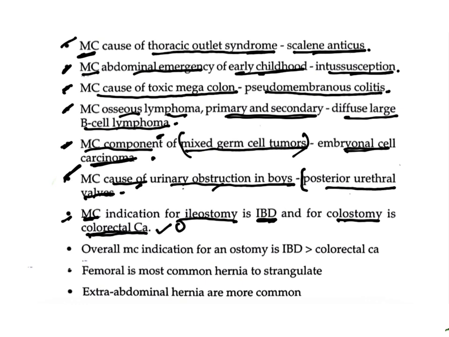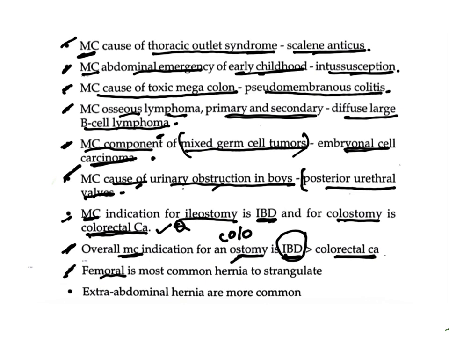This is very important. Now, overall, the most common indication for an ostomy is inflammatory bowel disease, which is a more common indication than colorectal carcinoma. So this is for colostomy.